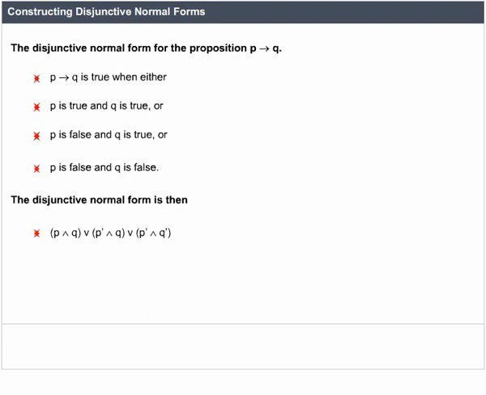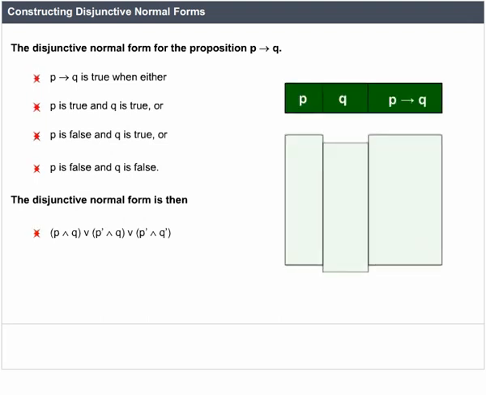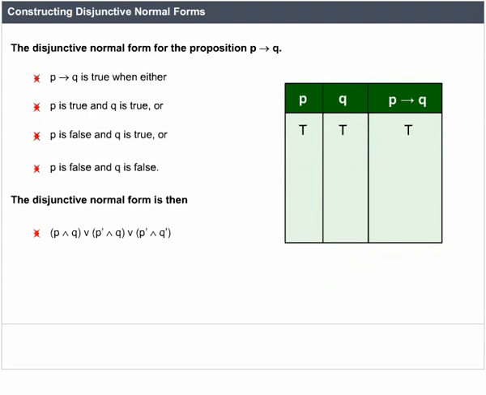Now we're going to see the table. P, Q and P implies Q. Now we're going to read row by row. First row. P represents T, Q represents T, then P implies Q represents T. Second row. P represents T, Q represents F, then P implies Q represents F. Third row. P represents F, Q represents T, then P implies Q represents T. Fourth row. P represents F, Q represents F, then P implies Q represents T.